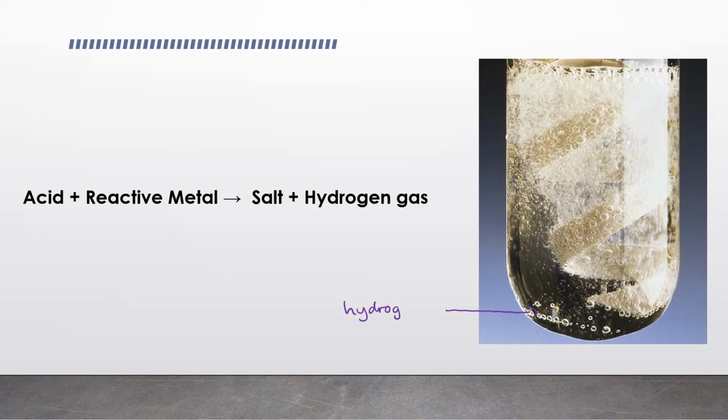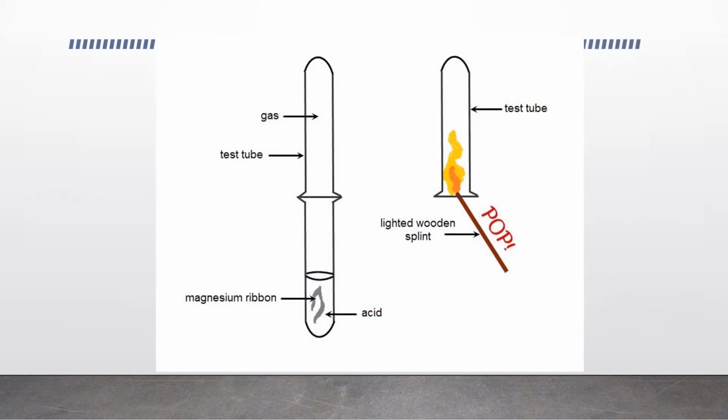Now hydrogen gas is colourless and odourless. It's also flammable and in certain situations can be explosive. In the laboratory, hydrogen gas can be made by reacting magnesium ribbon with acid and having a test tube over the top, and this allows you to collect hydrogen gas by the downward displacement of air.